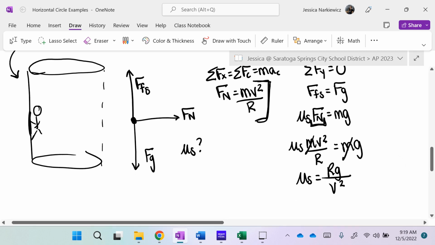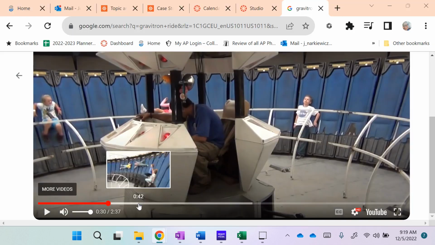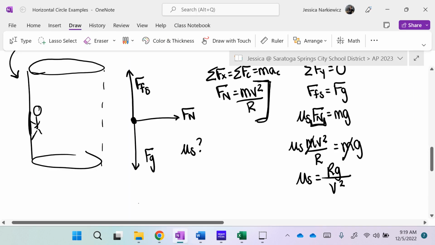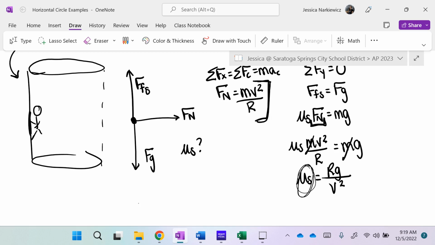Now, it's a good thing mass cancels because this ride works no matter your mass, right? Like, no matter the people here, we got kids, we had that one guy who's an adult. Right? The reason why this works is because mass cancels. It's just the coefficient that matters. So we don't want to go on this ride with like a nice silky shirt. We want to go on with maybe like a cotton shirt, something that'll have a good coefficient of friction relative to the side of the wall.